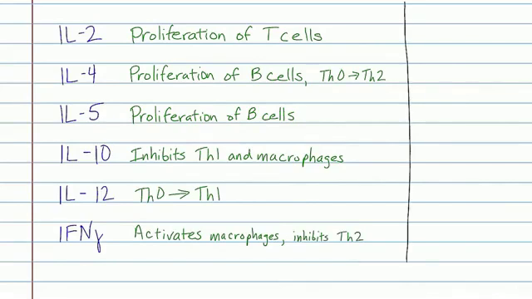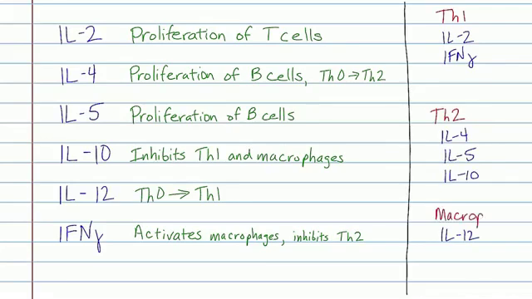And then what produces what? T helper 1 cells produce IL-2 and interferon gamma mainly. They produce other cytokines like IL-3, but the two main ones I want you to know are IL-2 and interferon gamma. For T helper 2 cells, I want you to know that T helper 2 cells produce IL-4, IL-5, and IL-10. And then just for completeness, IL-12 is produced by the macrophages and also dendritic cells.